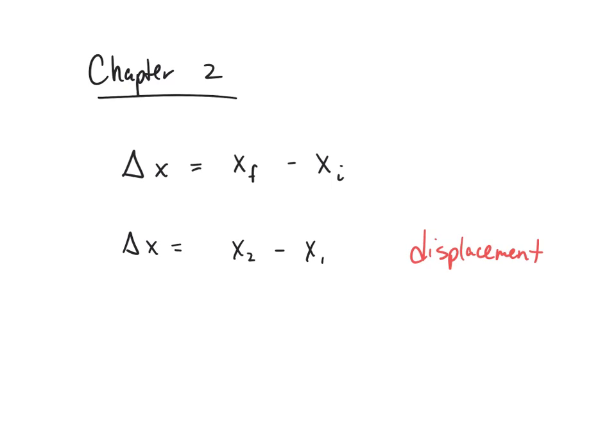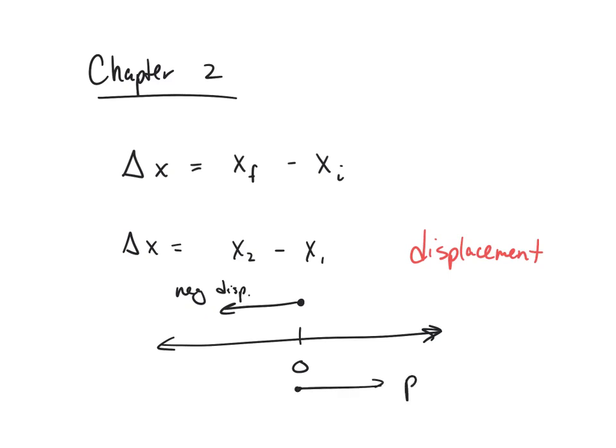Now, in general, this is stuff that I have to just quickly reiterate, but I think you should know this by now. In general, we consider 0 on a number line, and then we consider to the right to be positive displacement, and we consider to the left to be negative displacement. So if an object started here and it moved left, we would say that it's negative displacement. If an object started here and it moved right, we would say that's positive displacement.